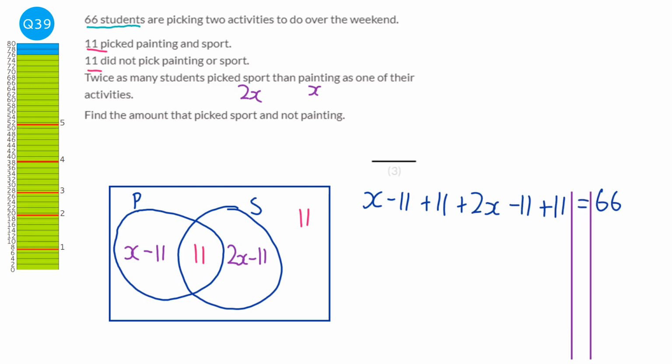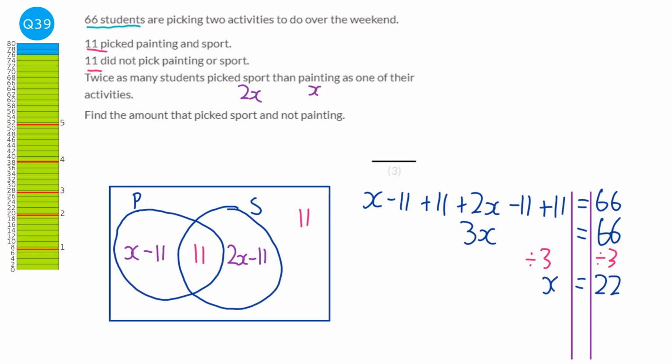Now here we've got x plus 2x, which is 3x. And we've got minus 11 plus 11, minus 11 plus 11. Well, those just cancel out. So we're left with just the 3x equals 66. We're going to divide both sides by 3. So we've got x equals 22.